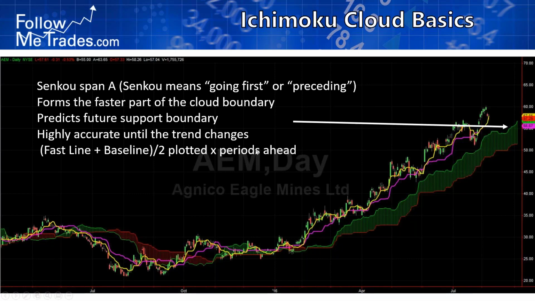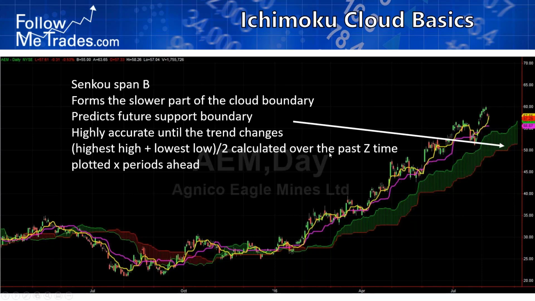divided by 2 and then plotted X periods ahead, right? And that's a longer period. And then the final one is Senkou Span B, which is the slowest, right? And it's the bottom of the cloud here. And again, it's highly accurate until the trend changes.